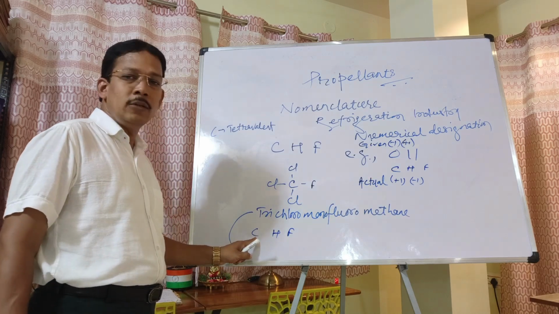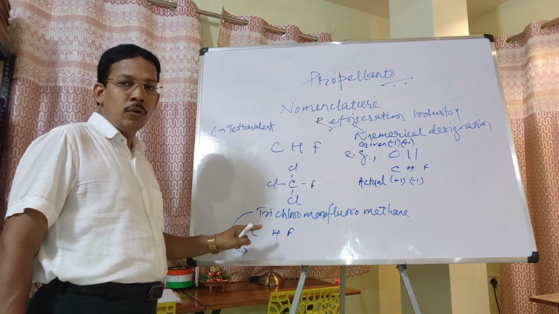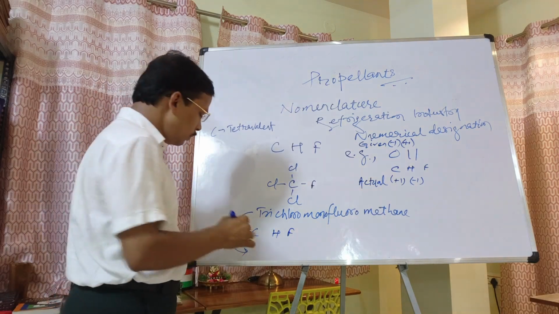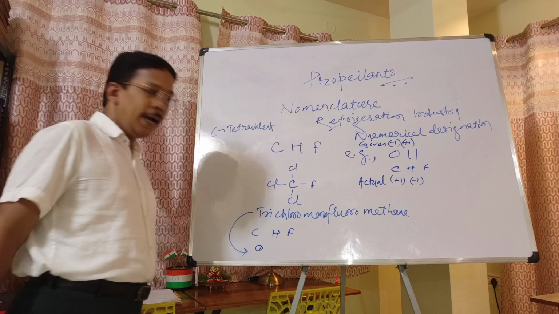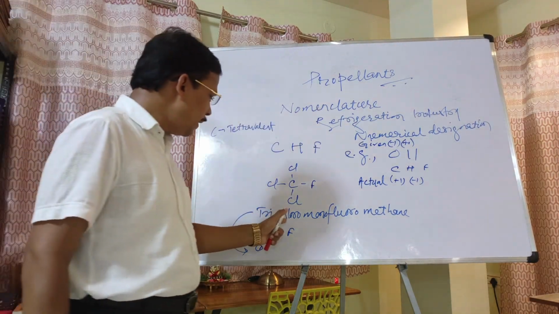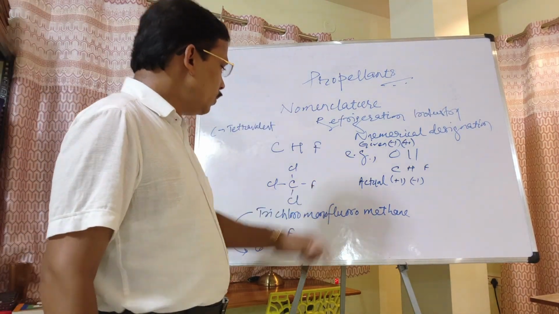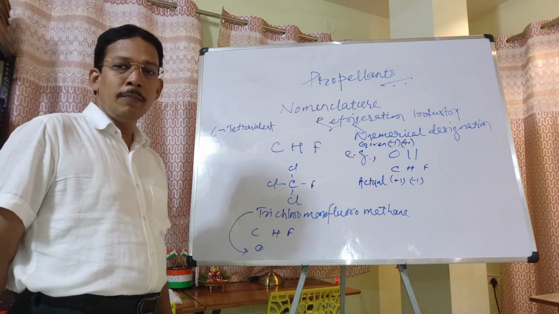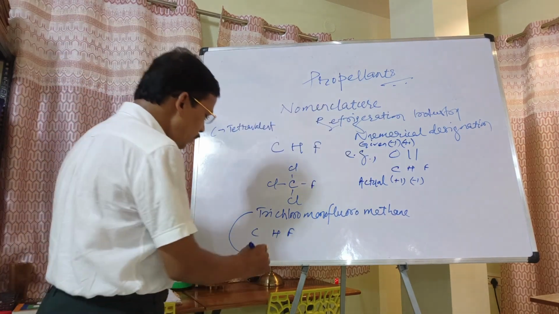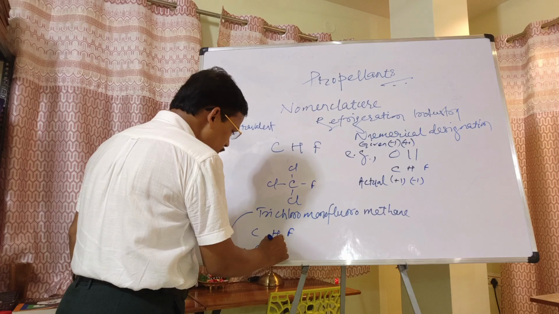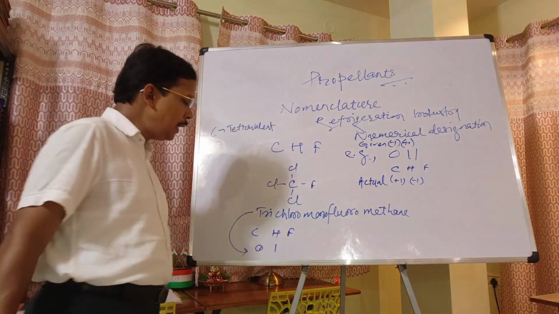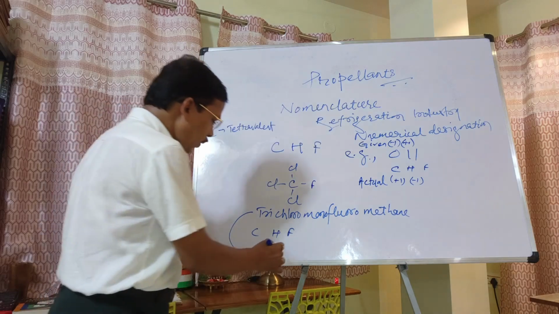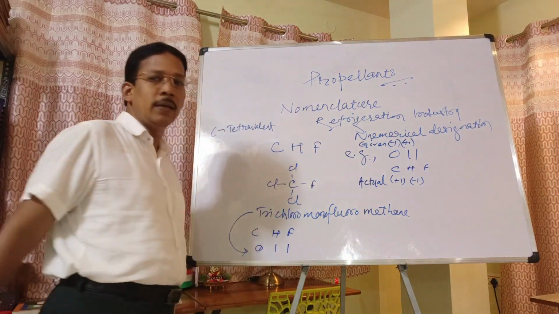So as the actual number of carbon is 1, we have to give the number by making it -1, so it will be 0. And for the hydrogen atom, here there is no hydrogen atom, and the hydrogen number should be assigned by making +1. So we have 0 plus 1, so it is 1. And the fluorine atom, it is monofluoro, so there is 1 fluorine atom, so 0, 1, 1.